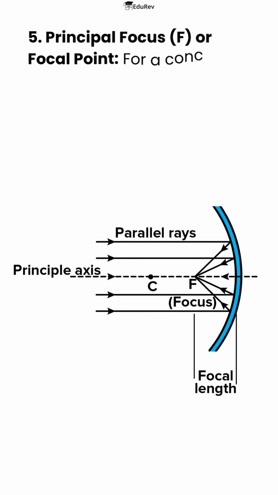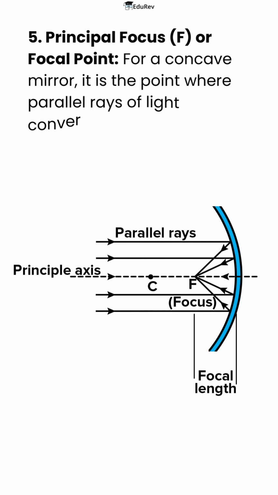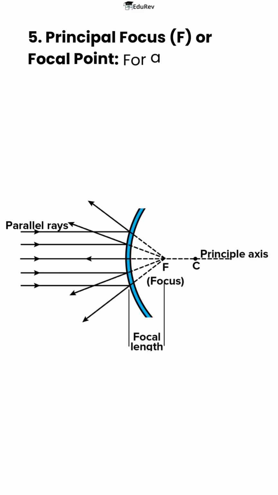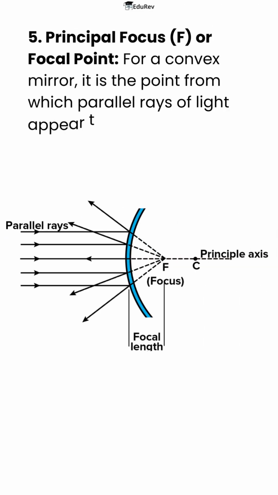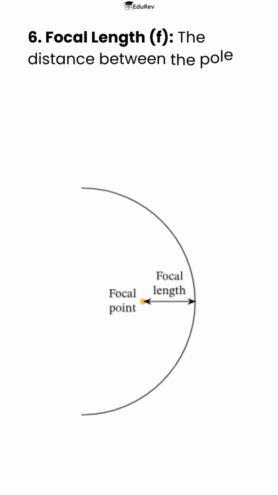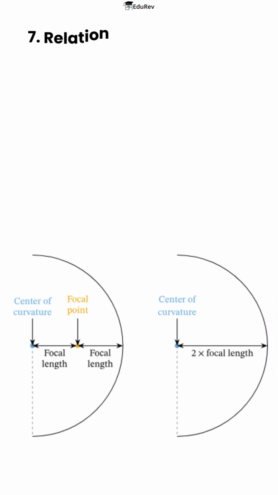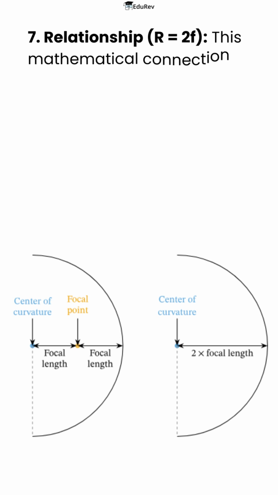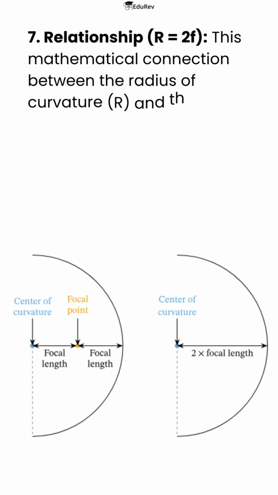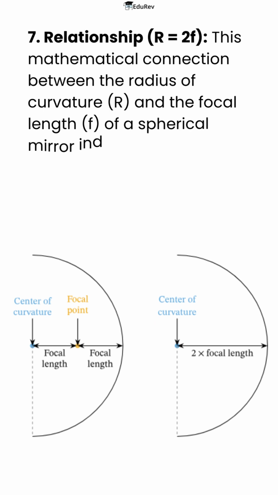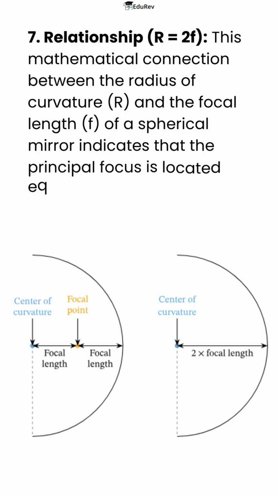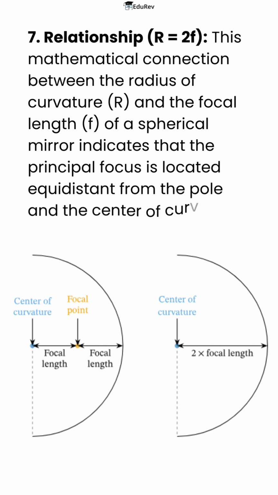Principal focus. For a concave mirror, it is the point where parallel rays of light converge after reflecting. For a convex mirror, it is the point from which parallel rays of light appear to diverge after reflection. Focal length is the distance between the pole and the principal focus of a spherical mirror. Relationship: R = 2F. This mathematical connection between the radius of curvature, R, and the focal length, F, of a spherical mirror indicates that the principal focus is located equidistant from the pole and the center of curvature.